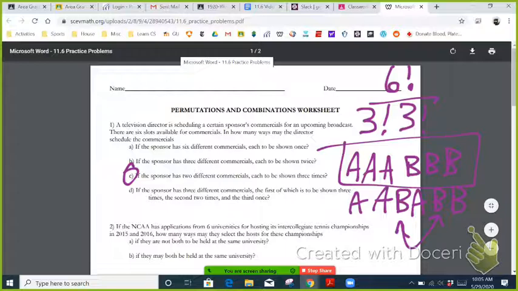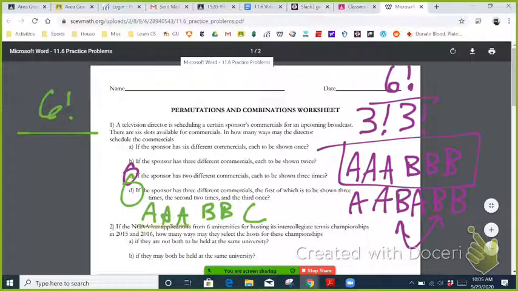And then for D, well, 3 different commercials, one to be shown 3 times, the other one shown twice, and the third one once. So that'd be 6 factorial, and then divide by the number of times each commercial repeats.